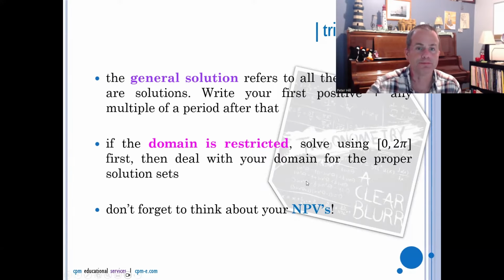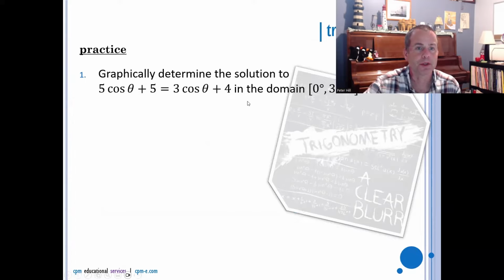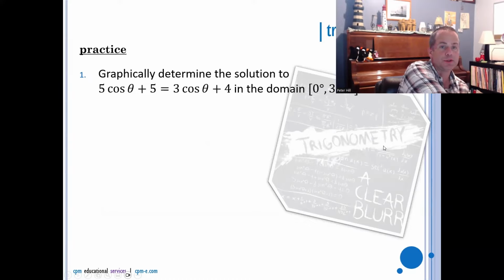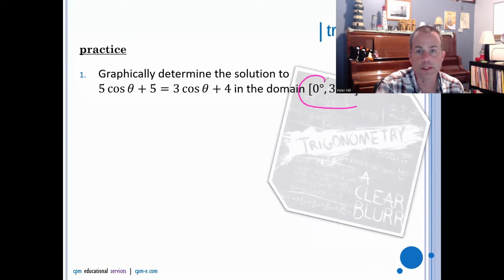Okay, so graphically determine the solution to 5 cos theta plus 5 equals 3 cos theta plus 4 in the domain 0 to 360. Okay, so right away, let's just talk about a couple things here. This is going to be your window setting, right? So that's your x min, that's your x max. And then the y values, well, I know that this is going to have a midline of 5 and then go up 5, down 5, so I have to get up to 10.